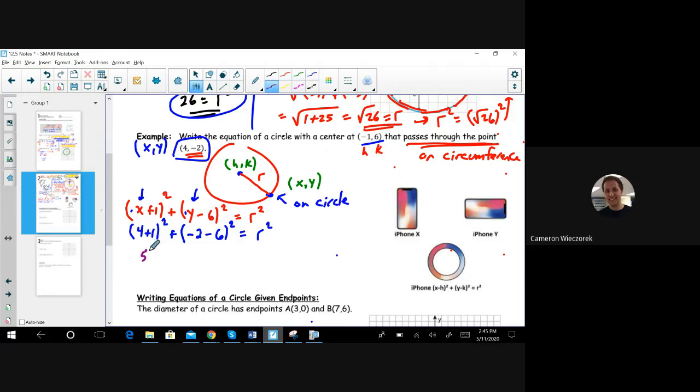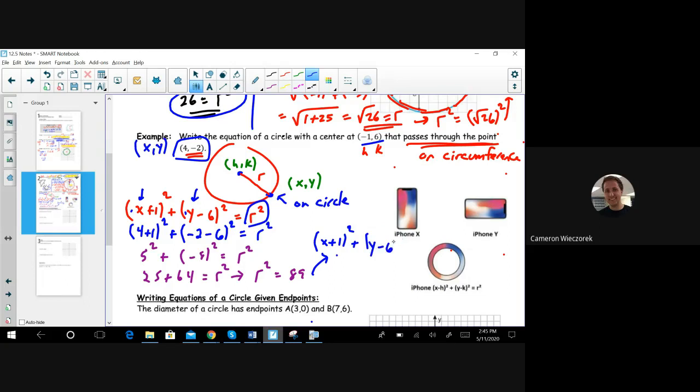So I get 5 squared plus -8 squared equals r squared. So 25 plus 64 is r squared, which means that r squared is equal to 89. And you don't even need to square root it because it's not r that's in the equation, it's r squared. So at this point, I just write the equation. I would have (x + 1) squared plus (y - 6) squared equals 89. That's my r squared value that I needed.